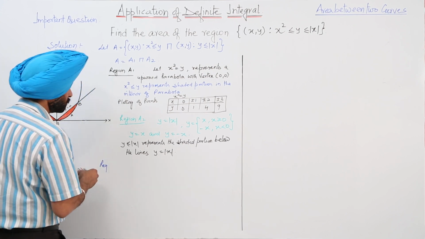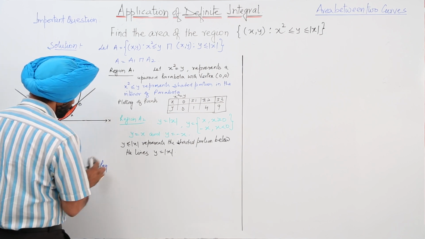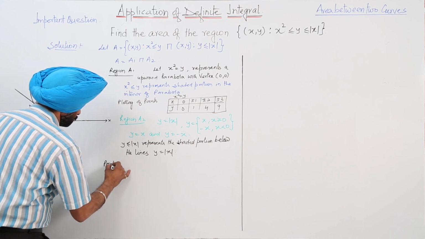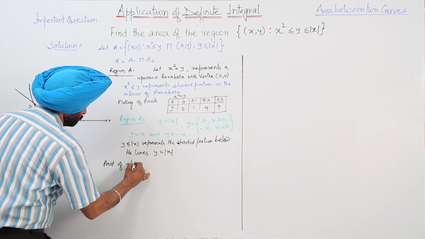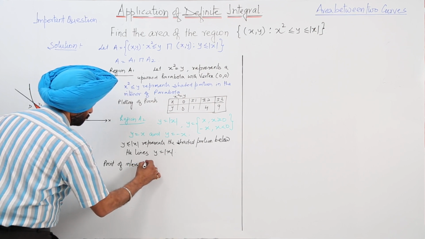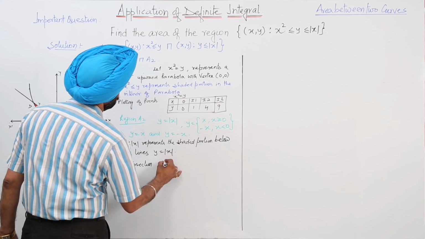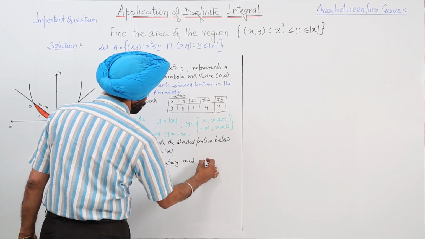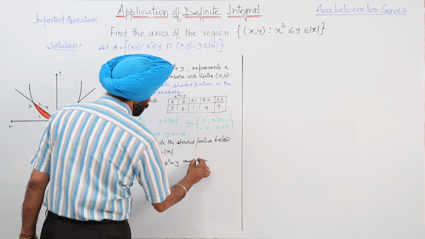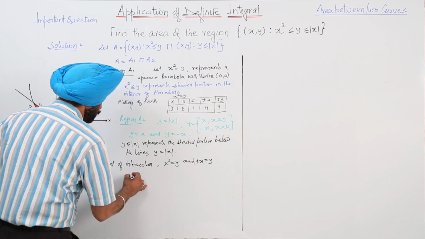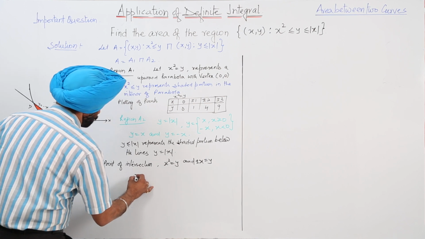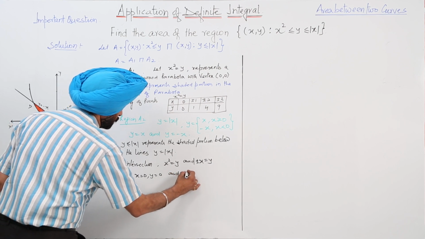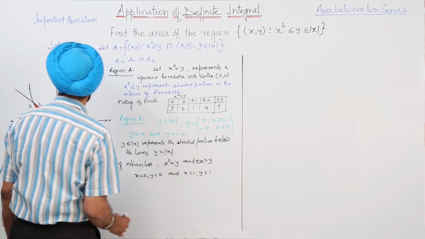First of all, before going for the required area, I am finding the points of intersection. Okay. Now point of intersection: x² = y and ±x = y. We get x = 0, y = 0 and x = 1, y = 1.